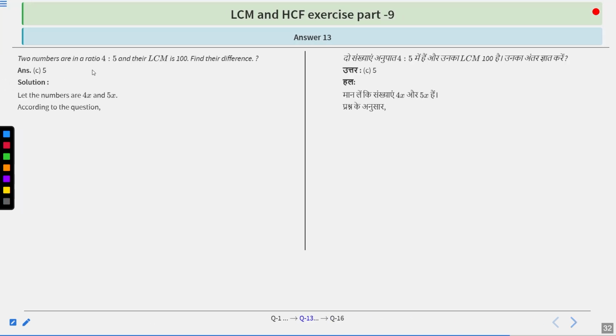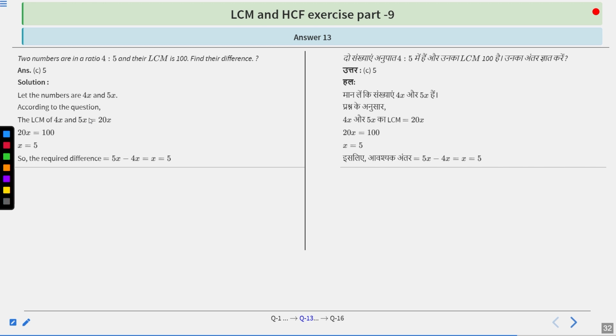So if the ratio of numbers is given 4:5, we can assume the numbers to be 4x and 5x. But according to the question, the LCM was 100. So the LCM of 4x and 5x in terms of x is 20x. If in terms of x the LCM is 20x and the actual LCM is 100, therefore we can write 20x is equal to 100. So the value of x is 100 upon 20, that is 5.